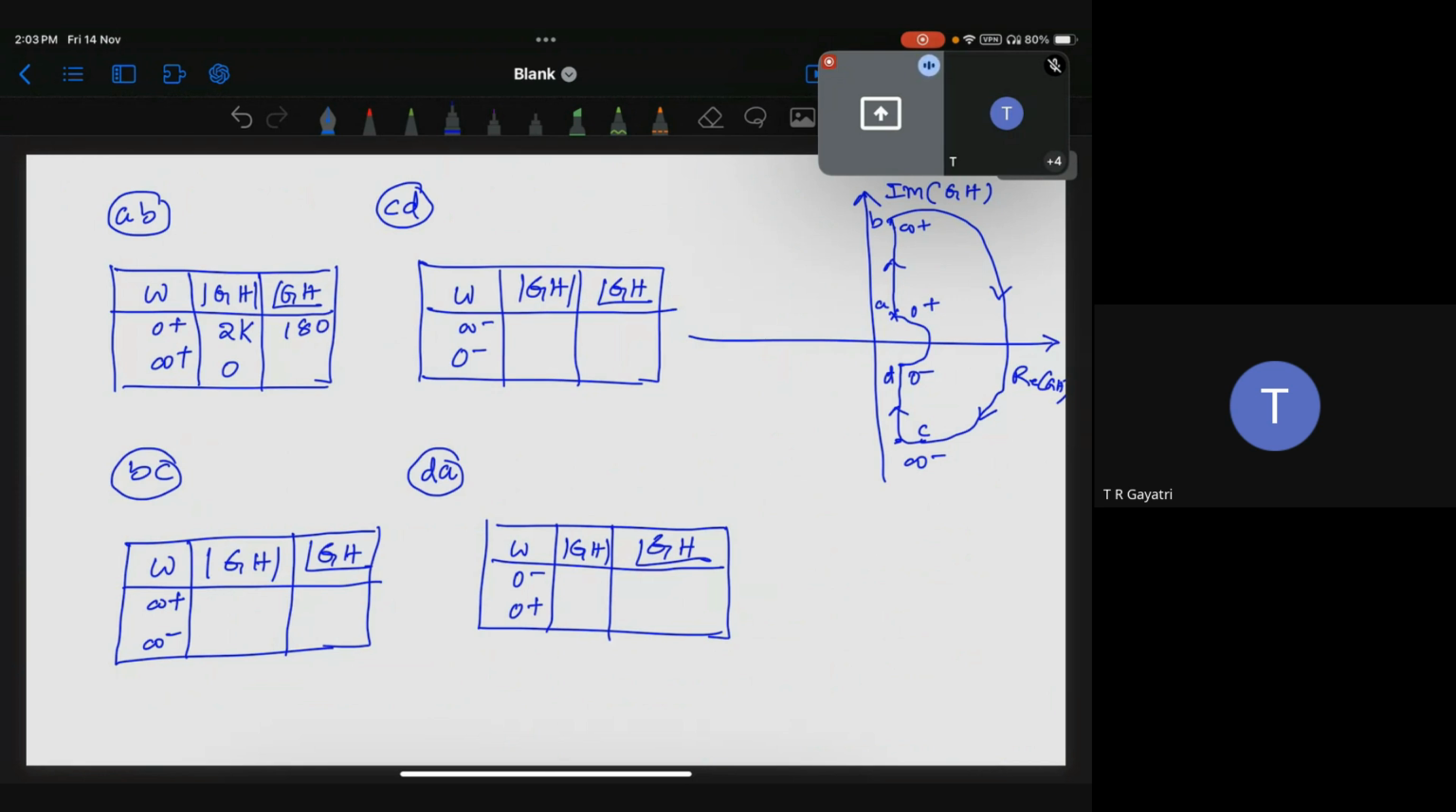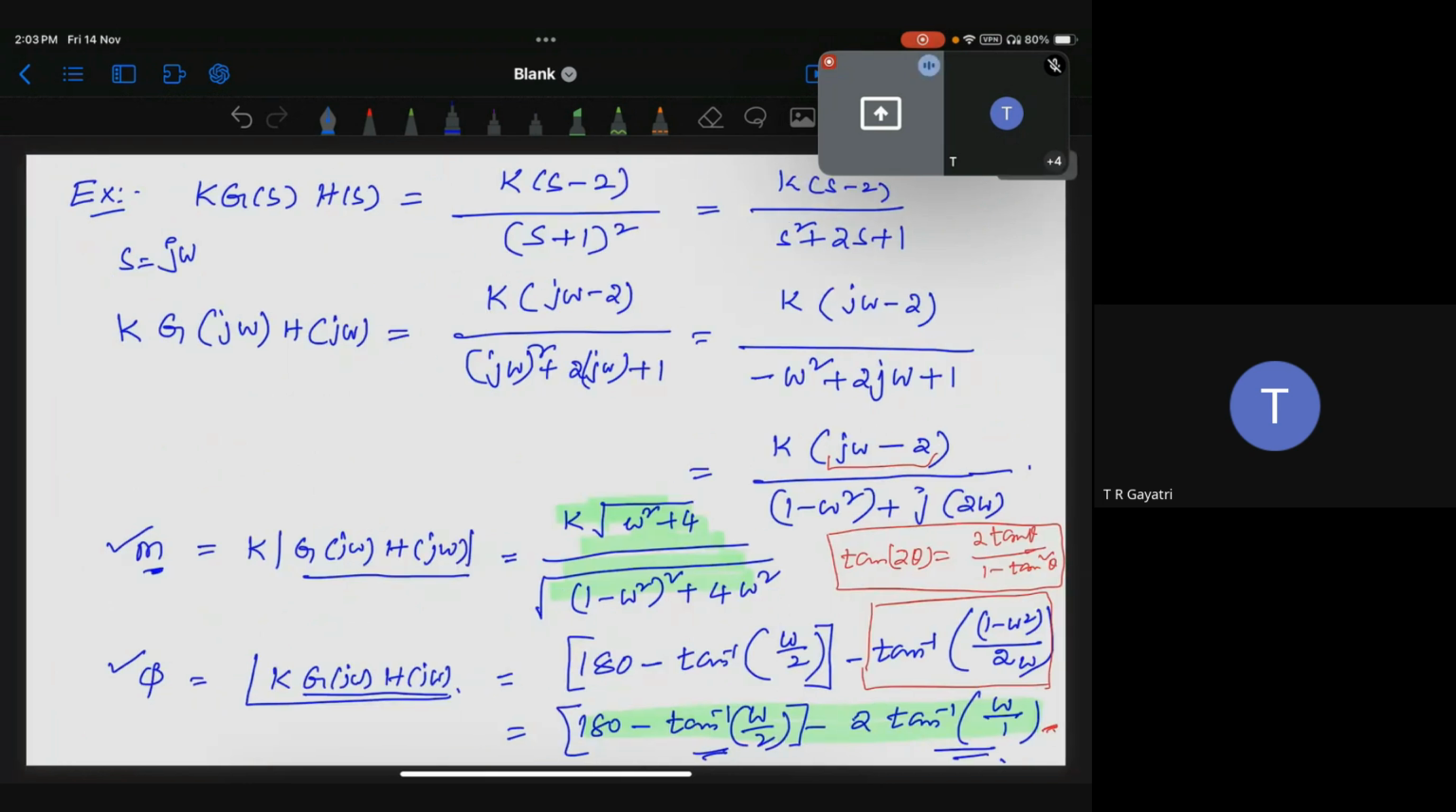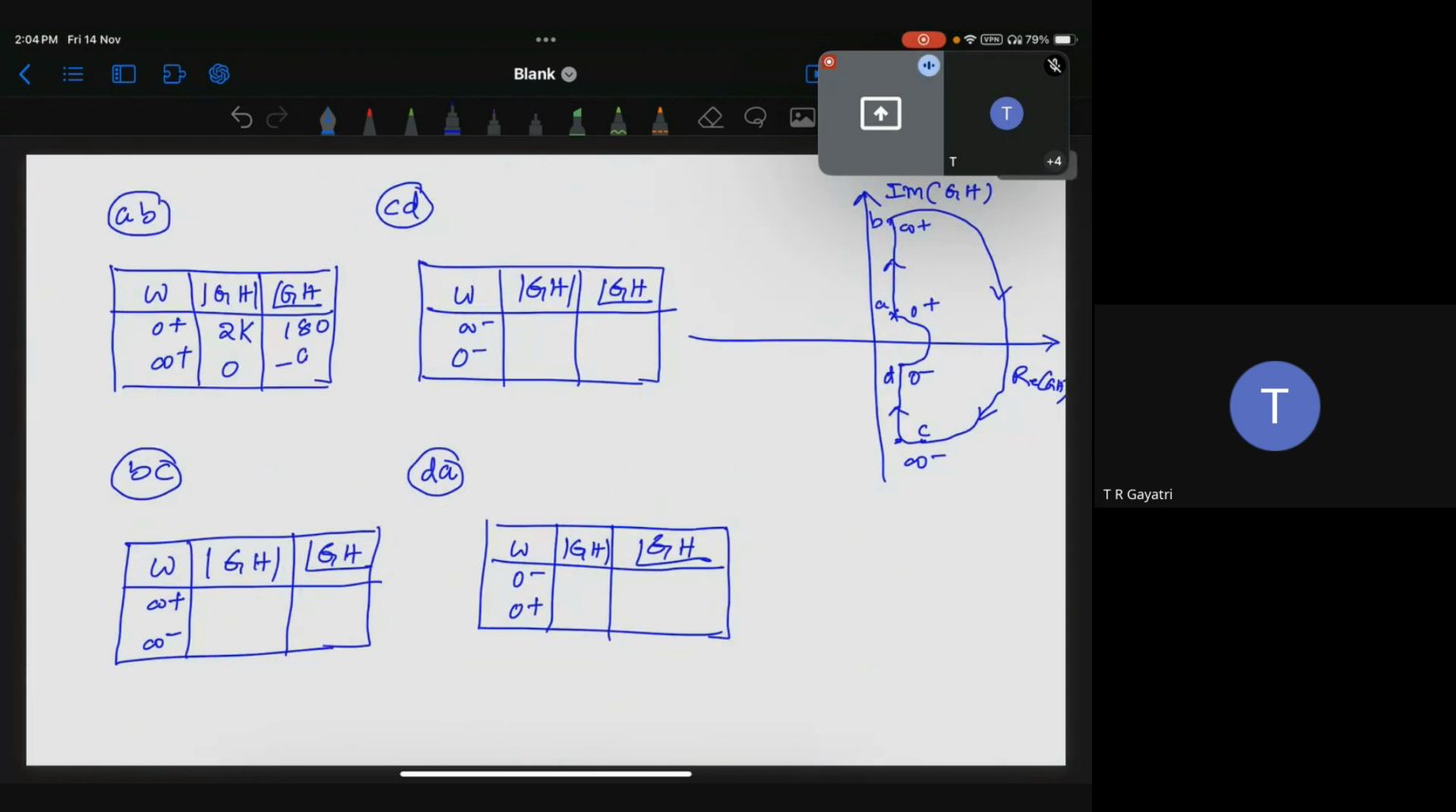When omega is infinity plus, what is this term? This will be 90 and this will be 90, so 90 multiplied by 2 is 180. That 180 and this 180 get cancelled, so minus 90 would be left. Is this clear? Any query here? So this is minus 90. Do you have any doubt on this?